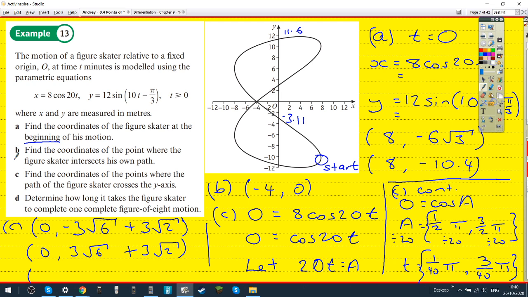Yep. And I would need to do 3 over 2 pi plus 2 pi, and then that'll give me 7 over 2 pi, which will be 7 over 40, and then sub that into the t value for y as well. Yep. So that will give me, okay.